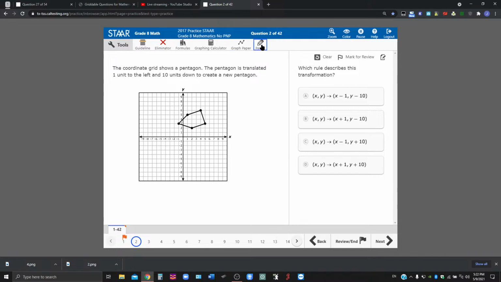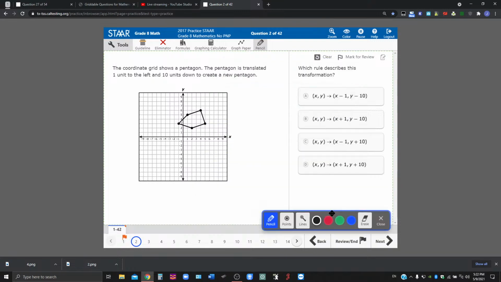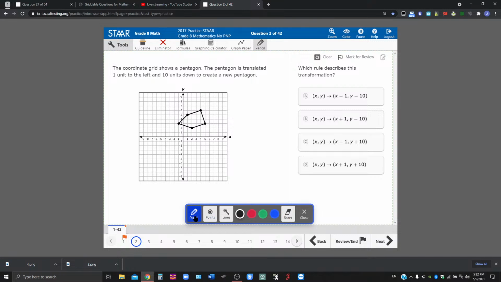Say for this one, I will use the pencil. So click the pencil, and you have the tool panel, and you can drag it to somewhere that does not block your screen. It has 3 different strokes: pencil, points, and lines. Pencil is like free drawing, points is to mark certain points, and with lines, you can draw straight lines. You can also change the color of your stroke.